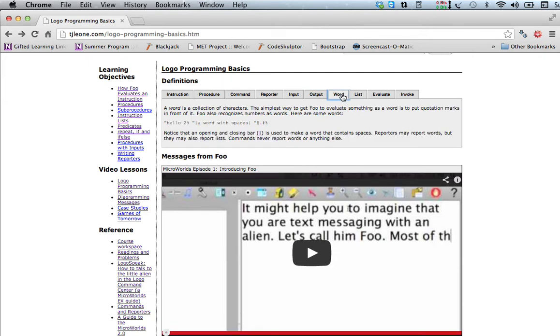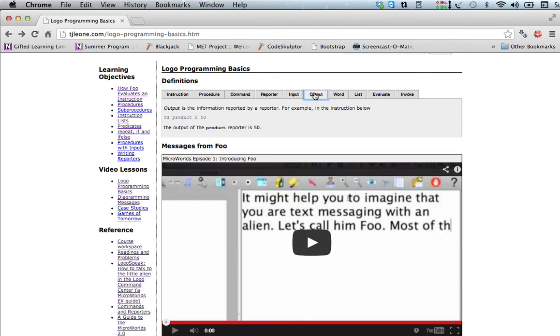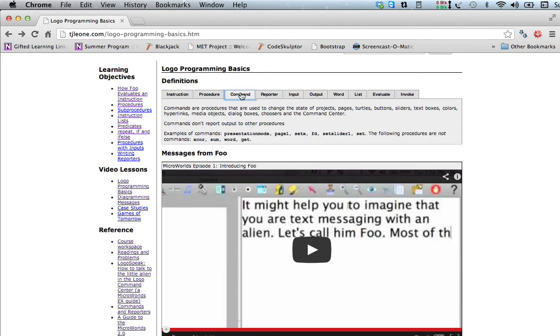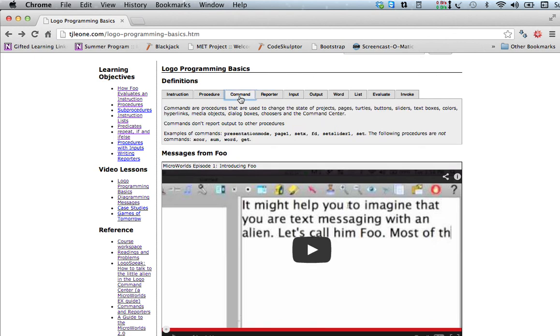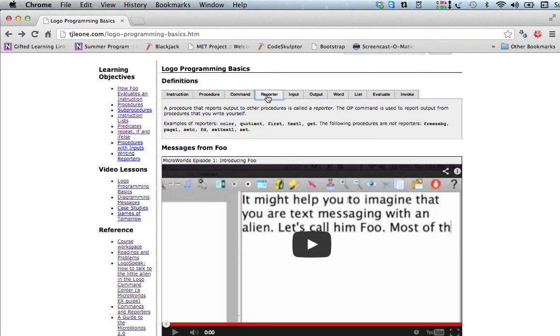Let's save word, list, evaluate, and invoke for the next video. But hopefully by now input and output make sense. And remember again, a command can have 0 or more inputs. A reporter can have 0 or more inputs. But a command never outputs anything. And a reporter always outputs. It always has one output.